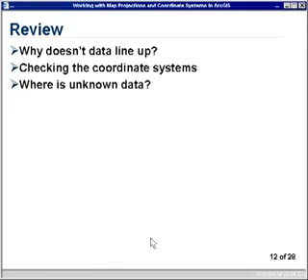So a quick review here. Why doesn't data line up? It could be that the layer is either missing the coordinate system or the coordinate system is incorrect. And we talked about how to check the coordinate systems: the quick way is in ArcMap using the Layers tab. And then also, where is the unknown data? Remember that when you're trying to figure out the coordinate system for unknown data, you want to look at both where it is and how large its extent is relative to your known data.